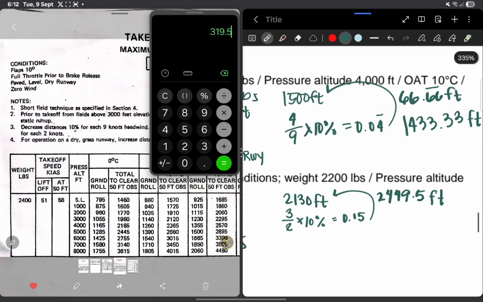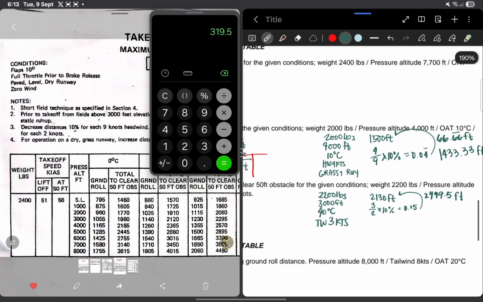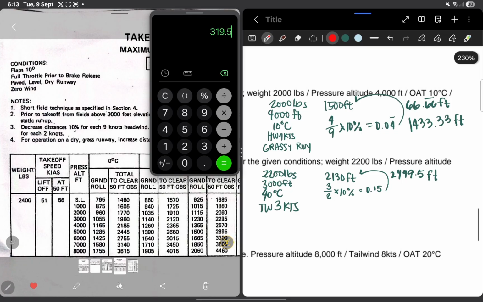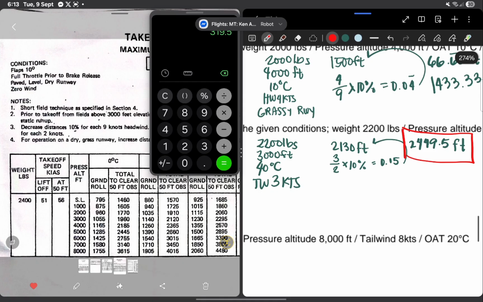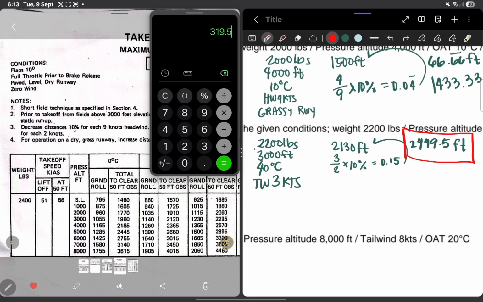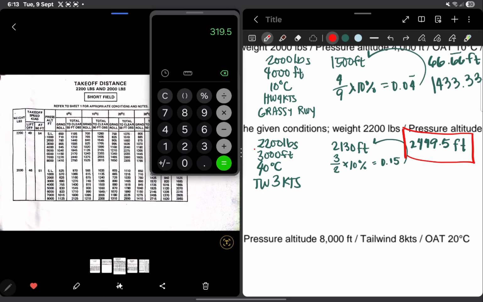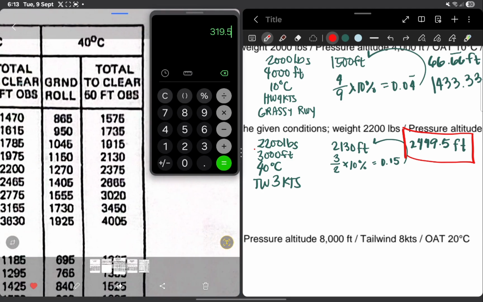That's the answer. This is the final answer for number 3. We weren't given much to deal with, so let's do a refresher. 2,200 pounds, 3,000 feet pressure altitude, and 40 degrees Celsius outside air temperature. We go to our table and look for our value, and our value is 2,130.